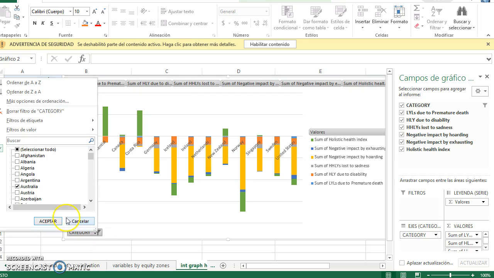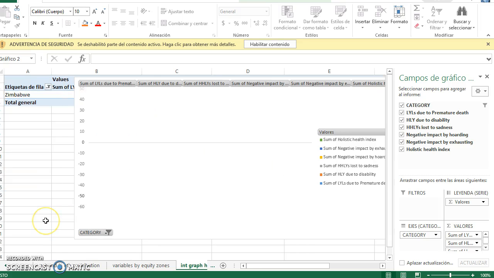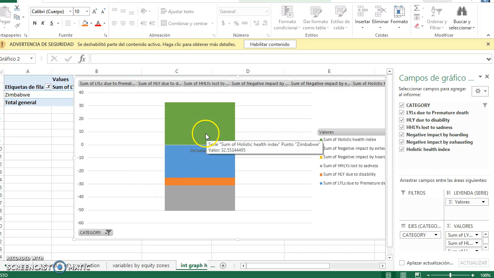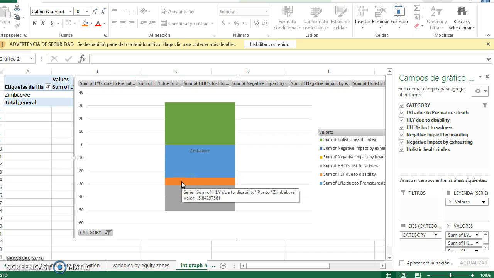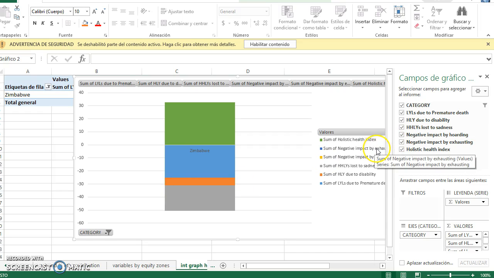We can change countries, for instance, and see by clicking here how Zimbabwe looks. Zimbabwe has a holistic life expectancy of 32, because there's a great loss of premature death, almost 25 years from the feasible sustainable life expectancy. There's also a loss in disability, and there's a loss on sadness, but no loss on the impact on others through hoarding or exhausting.